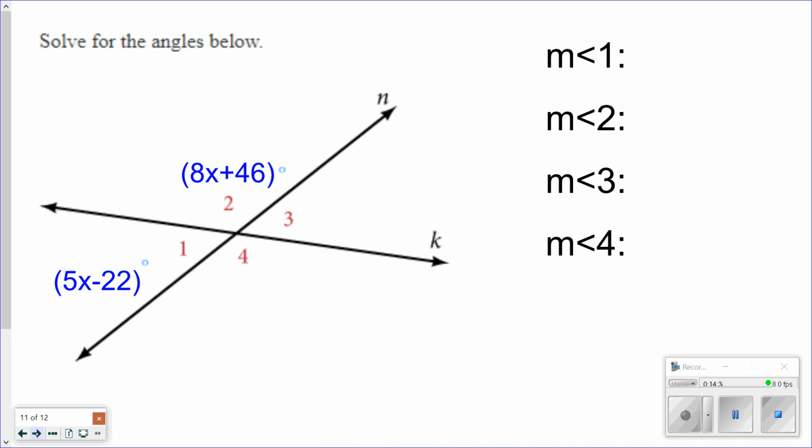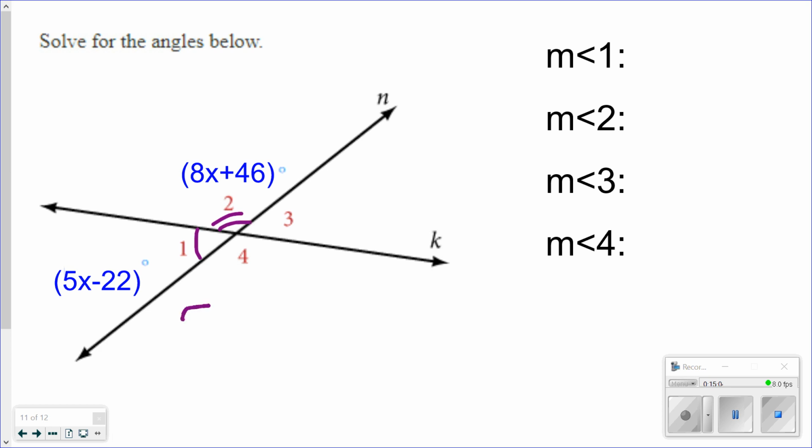Here's a similar problem, except for now we're focusing on angles 1 and 2, not 1 and 3. So before we start, we need to decide what type of angles I have here. Do I have a linear pair or do I have vertical angles? And the answer is I have a linear pair. This angle plus this angle is going to equal 180 degrees. So I need to write that out.